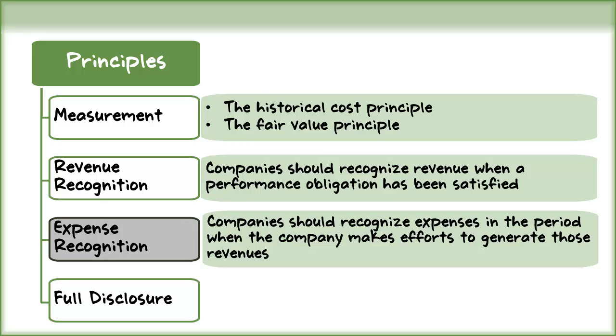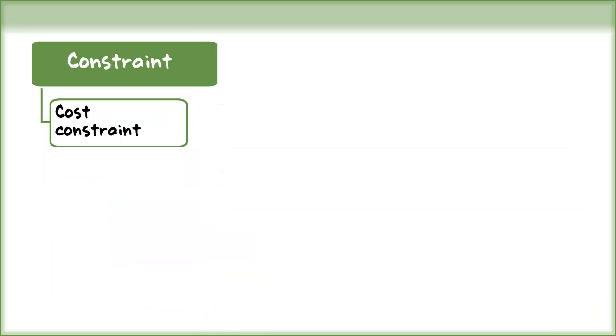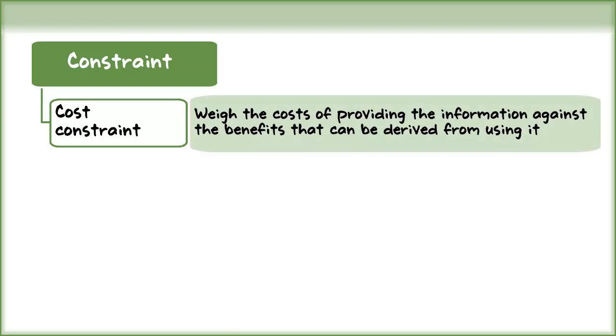The last principle is the full disclosure principle. The full disclosure principle requires that companies disclose all circumstances and events that would make a difference to financial statement users. The one major constraint that limits financial reporting is the cost constraint of providing financial information. Companies must weigh the costs of providing the information against its benefit to financial statement users.